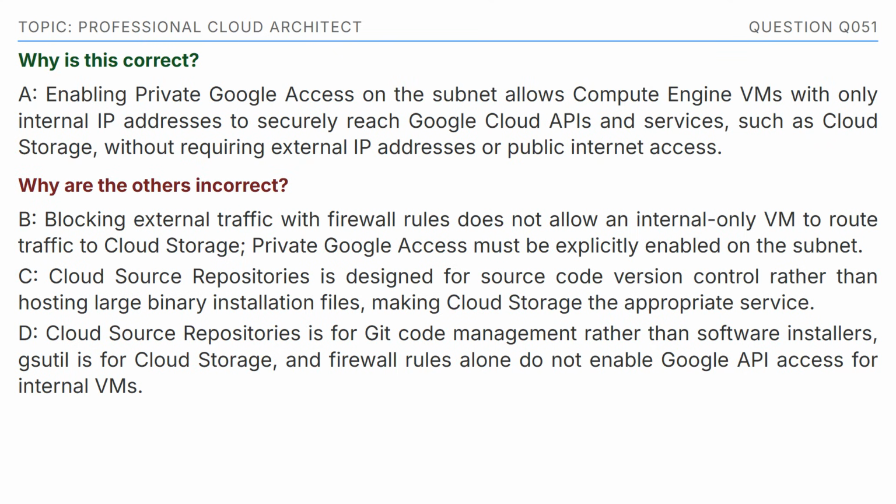B. Blocking external traffic with firewall rules does not allow an internal-only VM to route traffic to Cloud Storage. Private Google Access must be explicitly enabled on the subnet. C. Cloud Source Repositories is designed for source code version control rather than hosting large binary installation files, making Cloud Storage the appropriate service. D. Cloud Source Repositories is for Git code management rather than software installers. gsutil is for Cloud Storage, and firewall rules alone do not enable Google API access for internal VMs.